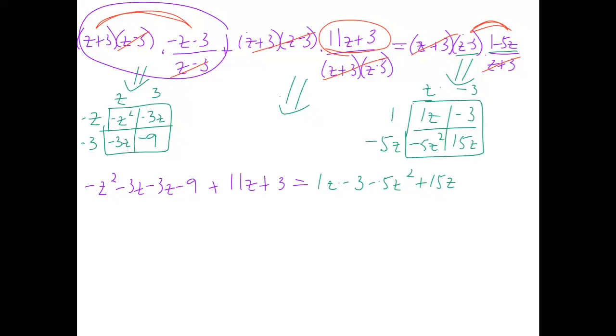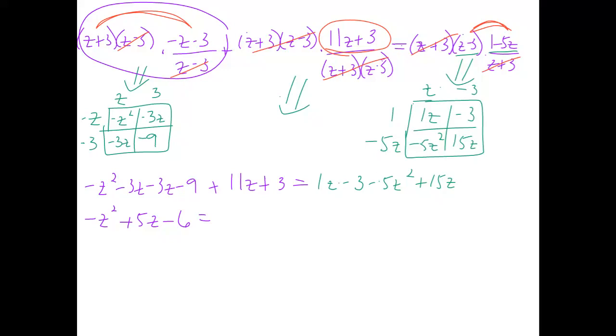All right, and now we can combine like terms a little bit. On the left-hand side, we don't have any other z squared, so we'll leave that go. We've got negative 3z and 11z, so that ends up being positive 5z. And then we've got negative 9 and positive 3. We get negative 6.